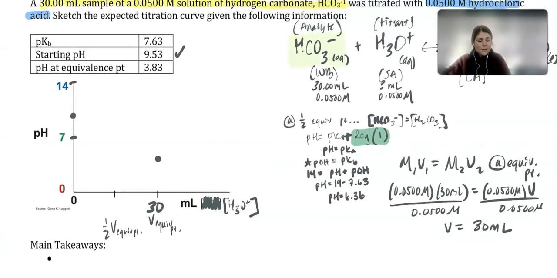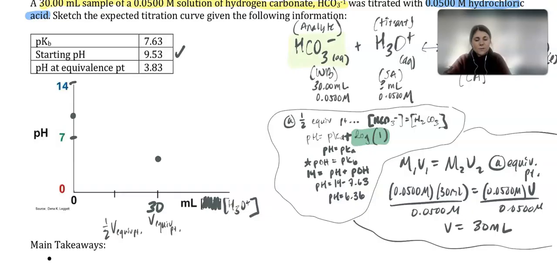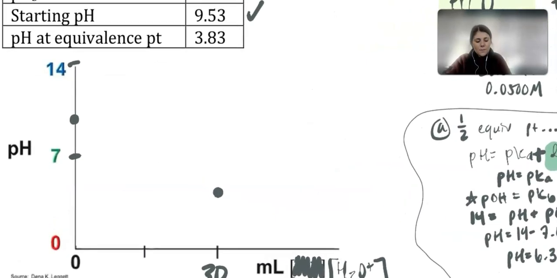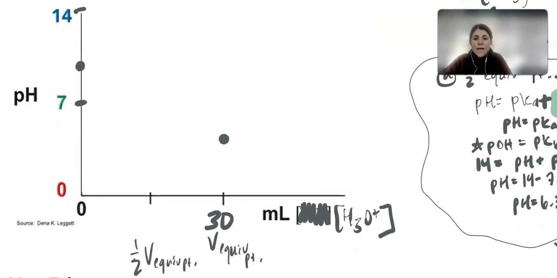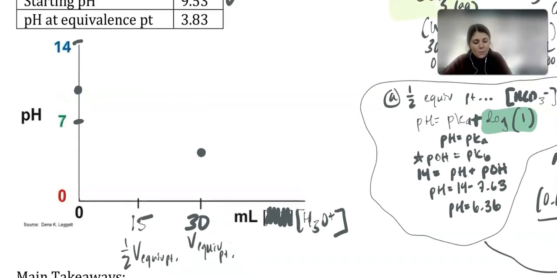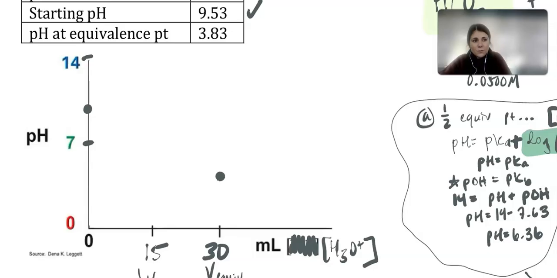All right. Sorry, I know I did a lot of different things for this problem. I'll keep those separate. All right. So at half equivalence, this is half the volume. So half of 30 would be 15. And we just found that it was going to be 6.36. So here, I'll do something around here.